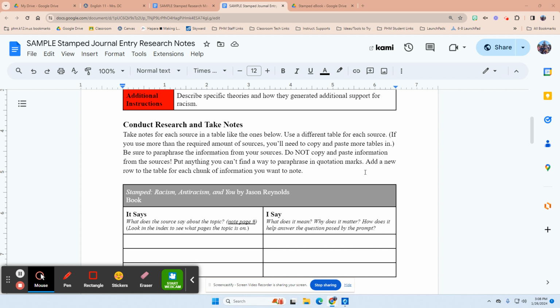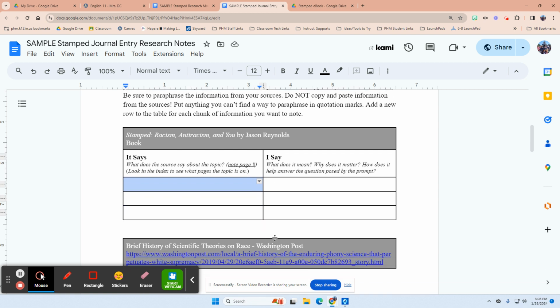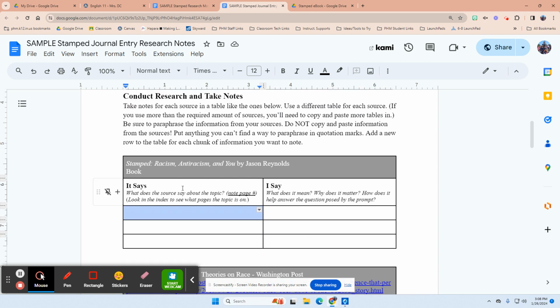The other idea is that each chunk of information that you're paraphrasing, you want to put in a different row on your table. So when you're taking your notes, you're going to be not just recording what the source says, but also what you think about that source, what you say. So we're using an it says, I say note taking format for this. And the nice thing about this is a lot of your ideas for your explanation you can kind of get down in your notes, and again, that's less work that you have to do when you're actually writing your journal entry.